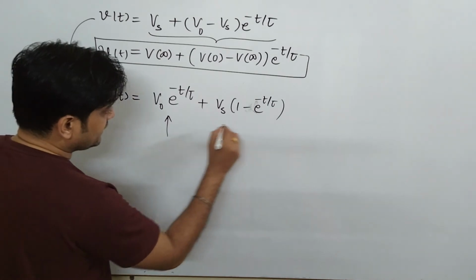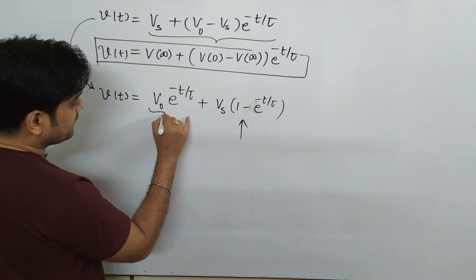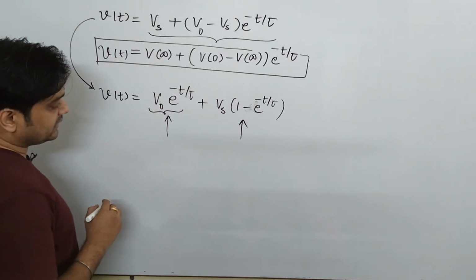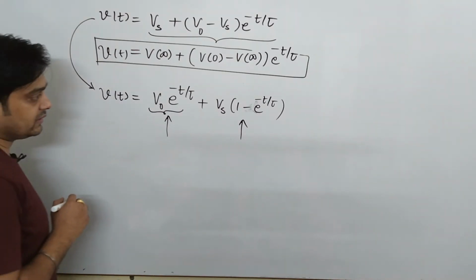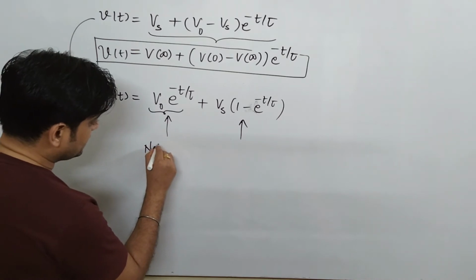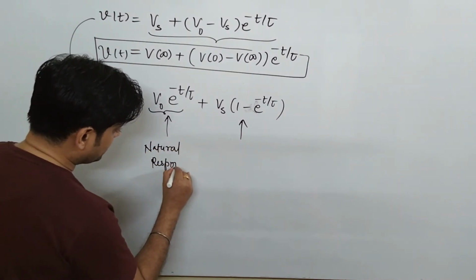So this is one type of response, this is another type of response. Now if you see, this response is because of this voltage V0 which was initially stored in the capacitor, and we have seen our RC circuit analysis without excitation. There I mentioned this type of response is referred to as natural response.